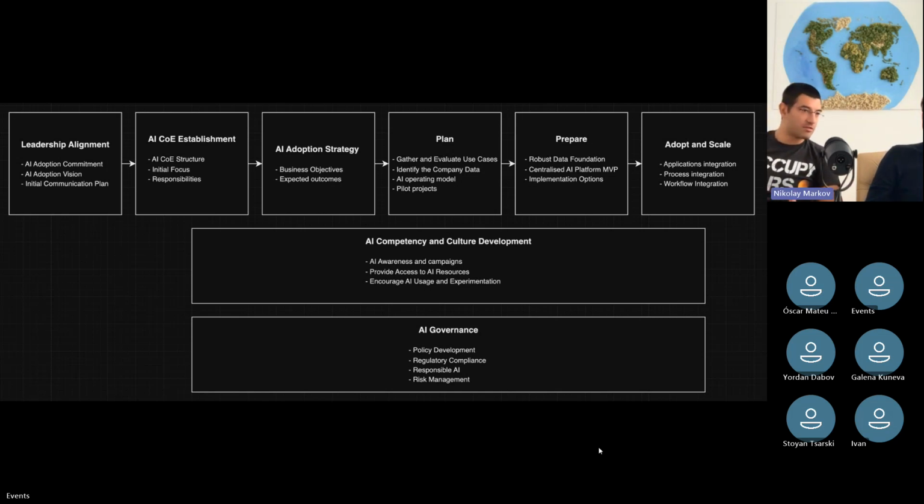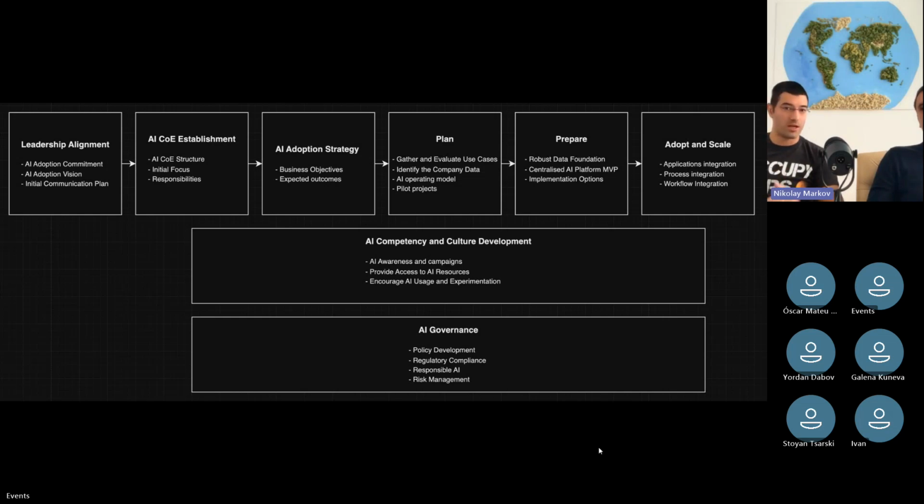Okay, so maybe we can start with the first step, as Nikki mentioned, as we saw this multiple times. It's all about leadership alignment. Everything starts with the leadership. When we say leadership, we mean the people who really drive the direction of the company. So the C-level folks really have to want this to happen. They have to sit together and say, okay, we have to adopt AI, because if we are not adopting it, we will not be competitive in the next few years.